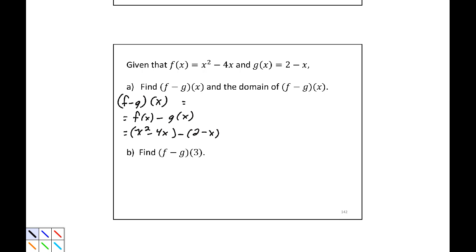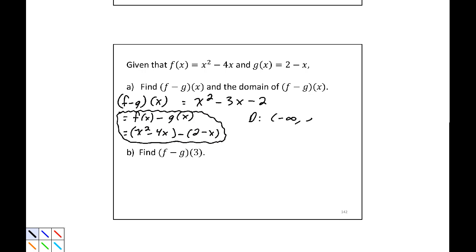So this is all my scratch work. That is my definition and my scratch work. Now if I combine some terms, that would be x². Now this would be -4x minus -x. So that would be -4 + 1, or -3x. And then we have a -2 because of this term right here. So that is (f - g)(x). Now the domain of that, because it is a polynomial, is minus infinity to infinity.